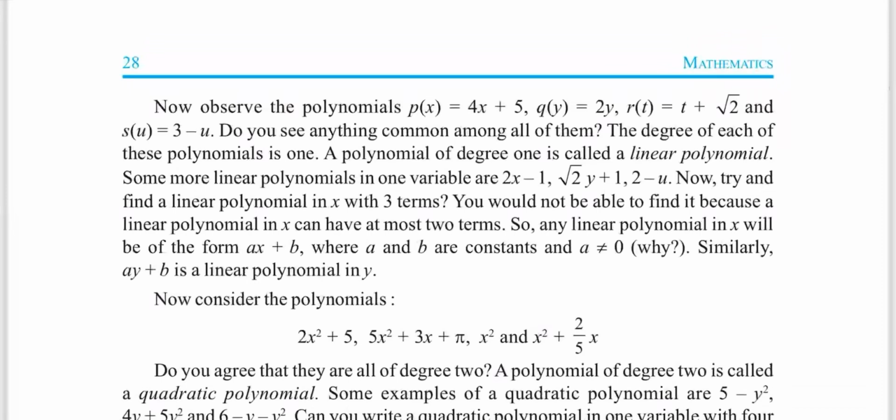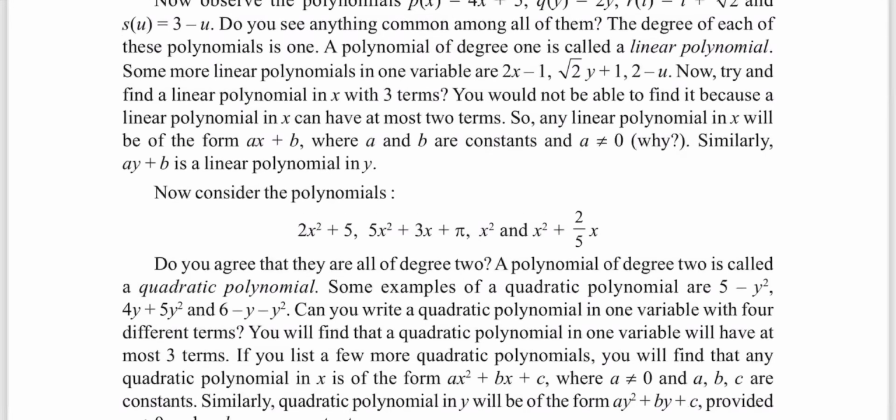Now consider the polynomials 2x square plus 5, 5x square plus 3x plus pi, x square, and x square plus 2 by 5 into x. Do you agree that they all are of degree 2? A polynomial of degree 2 is called a quadratic polynomial. Some examples of quadratic polynomials are 5 minus y square, 4y plus 5y square, 6 minus y minus y square. Can you write a quadratic polynomial in one variable with at most 3 terms?